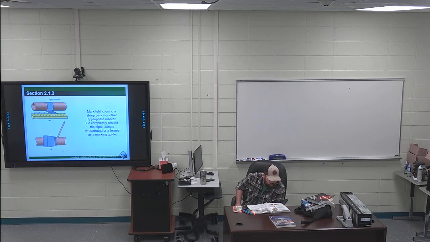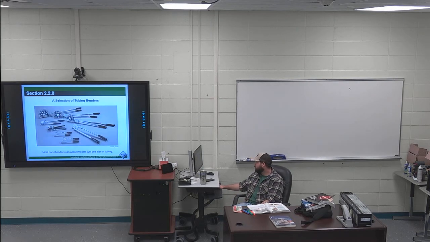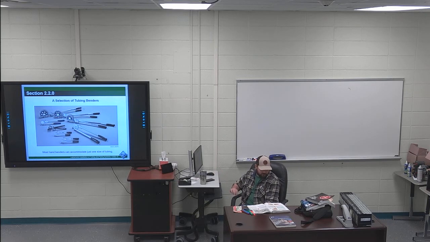220, bending tubing. Second sentence is highlighted. Hand benders, called one-shot benders, are usually designed to bend only one size of pipe or tubing. These are hand benders, so usually you're bending with these. You can't bend and then rebend or anything, but these are compression hand benders.